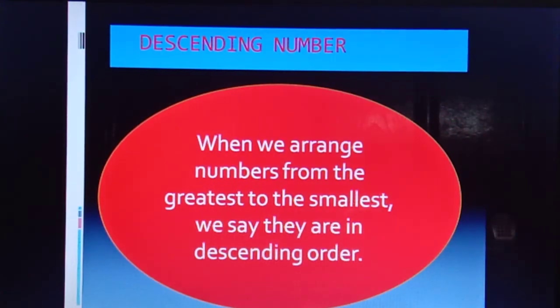Now we move on to the definition of descending order. What is the definition of descending order? Yes, when we arrange numbers from greatest to the smallest, we say they are in descending order. Here, descending order is just the reverse of ascending order. In ascending order, with the help of an example I explained to you right now, the numbers are written from smallest to greatest, but in descending order, the numbers are written from greatest to the smallest.